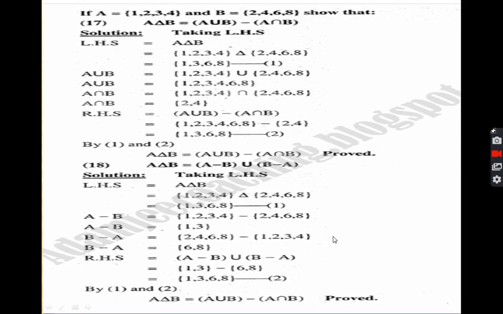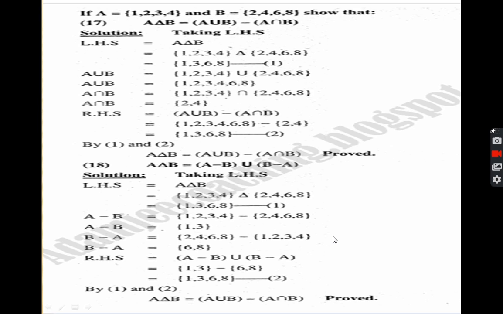Now the 18th question is like this: A delta B is equal to A minus B union B minus A. So we will prove this like that question. Firstly, we will take LHS, A symmetrical difference B.